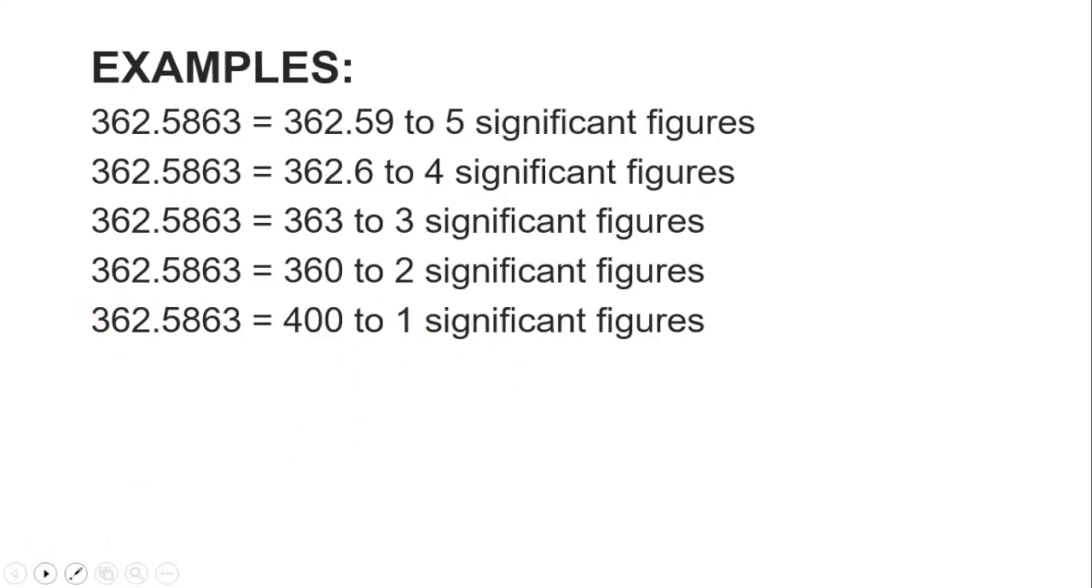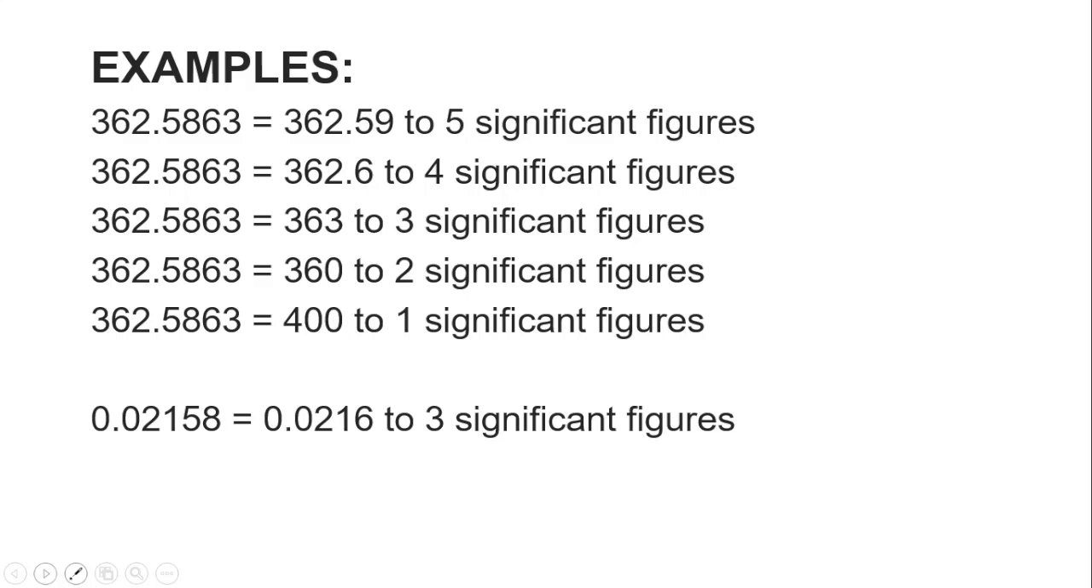Okay, how about this? 0.0216, that's three significant figures. And why is it three significant figures? Because 1, 2, 3, and these two zeros are not counted because, as I said, 0 is not a significant figure. So if you're gonna count into three significant figures, you're not gonna count the 0 and you're gonna start here. Okay, 1, 2, 3. So here's where I'm gonna round it.